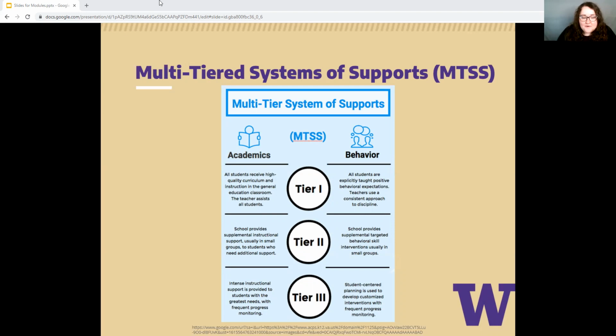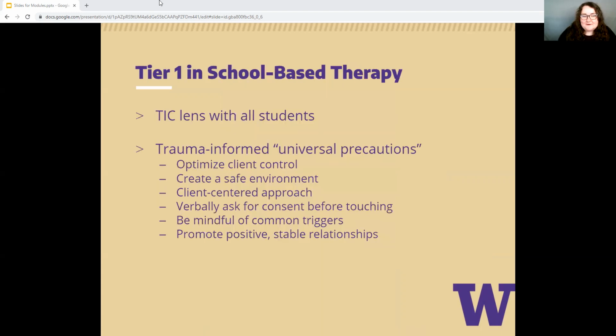And while whole school MTSS programs include school therapists, the role of those therapists in programs such as MTSS has not yet been specifically evaluated in research. However, research does suggest that school-based therapists can effectively practice trauma-informed care with students at each tier of implementation. We now want to provide some examples of trauma-informed care that can be implemented by school-based therapists at each tier.